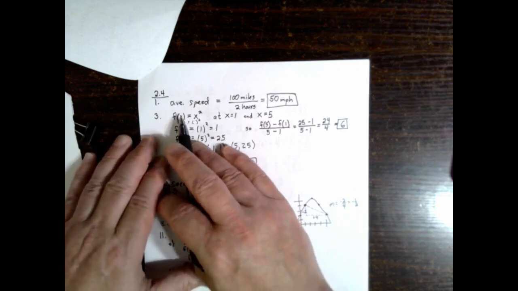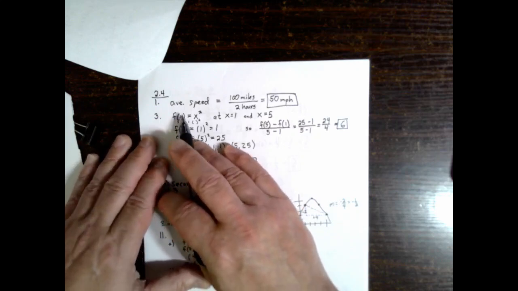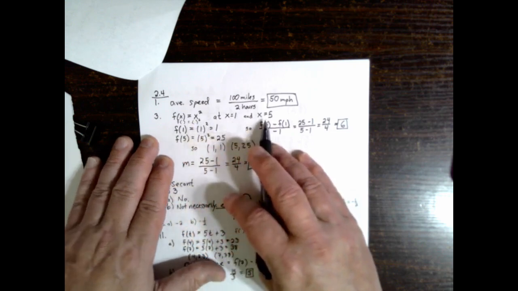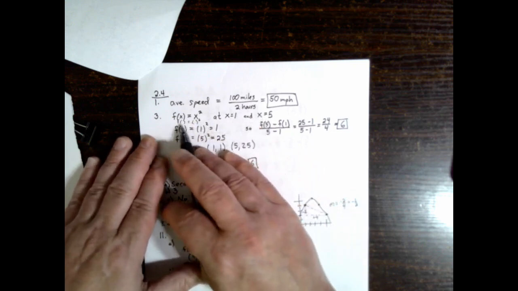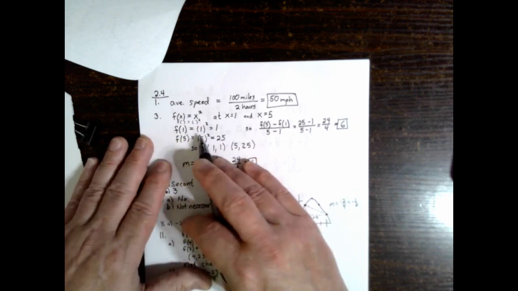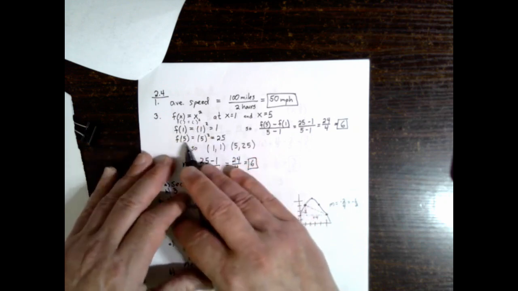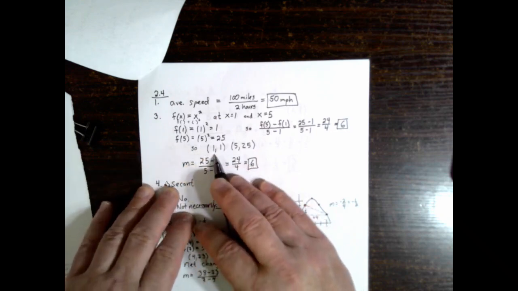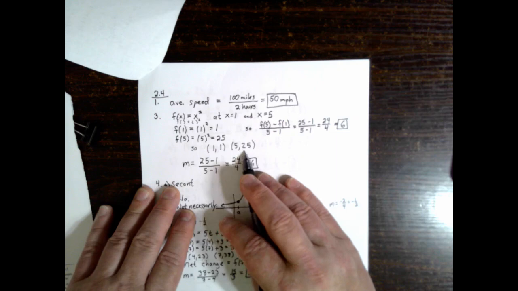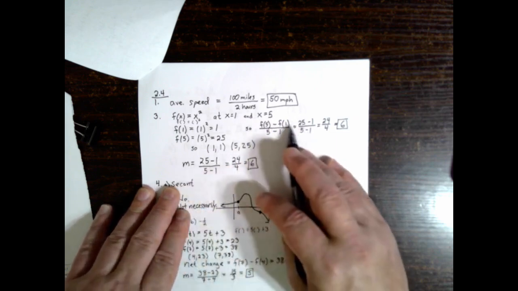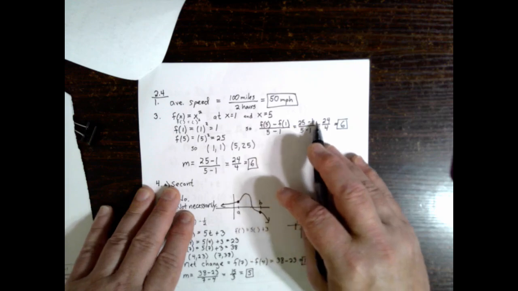Number 3, the average rate of change of the function f of x equals x squared between 1 and 5. Okay, so you say f of blank equals blank squared, and you plug a 1 in there, so f of 1 equals 1 squared, or 1. F of 5 equals 5 squared, or 25. And so now you got the points 1, 1 and 5, 25, so you can plug them in, and you can use the function notation, and you get 25 minus 1 over 5 minus 1, which gives you 6.